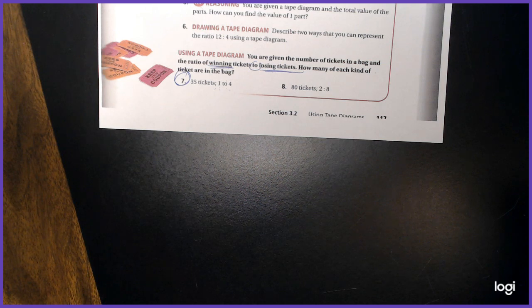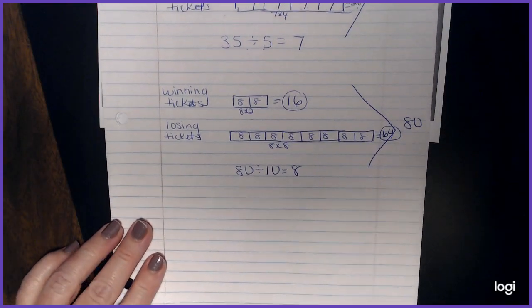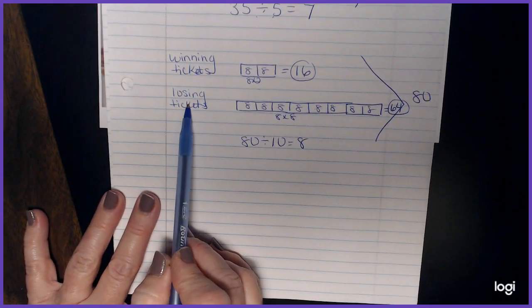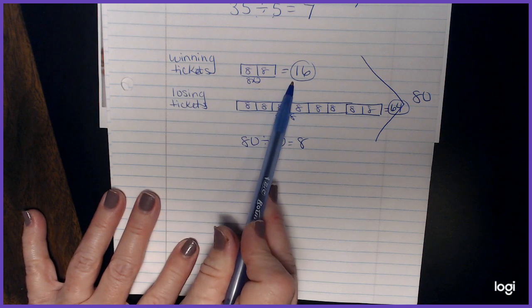All right, make sure you've paused your video, please. All right, let's see how you did. So we had our winning tickets and our losing tickets. Make sure you have your labels so that way I know what goes with your answer.